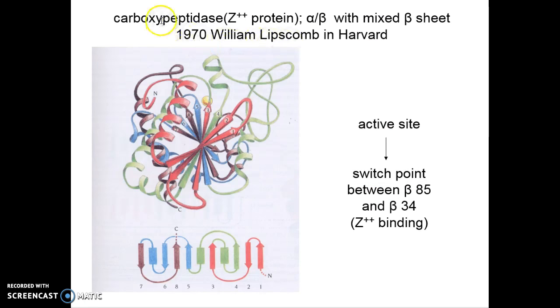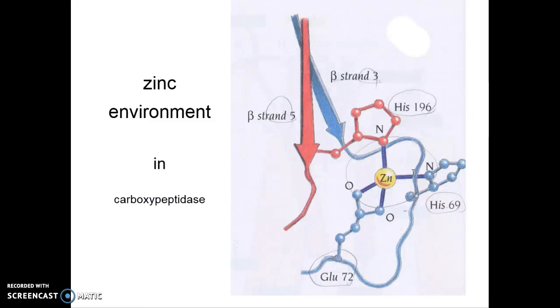Another type, carboxypeptidase, has a much more complex pattern, determined by William Lipscomb at Harvard, but still the active site is conserved at the switching point, expanding the active site.